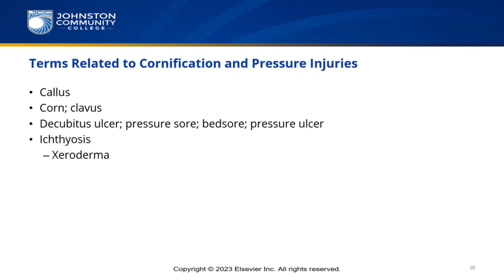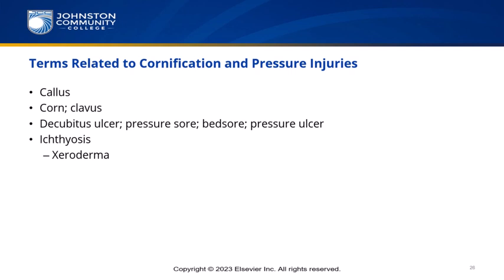Terms related to cornification and pressure injuries. Cornification means a process of becoming hard or horny, such as corneo, which means hard or horny. A callus is a thickening of the stratum corneum. Remember that top layer of the epidermis? That occurs whenever there are areas of pressure or friction.